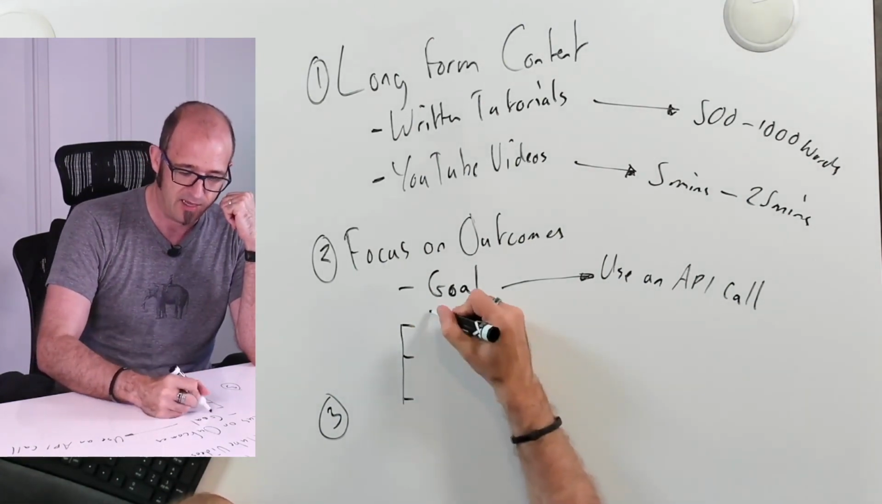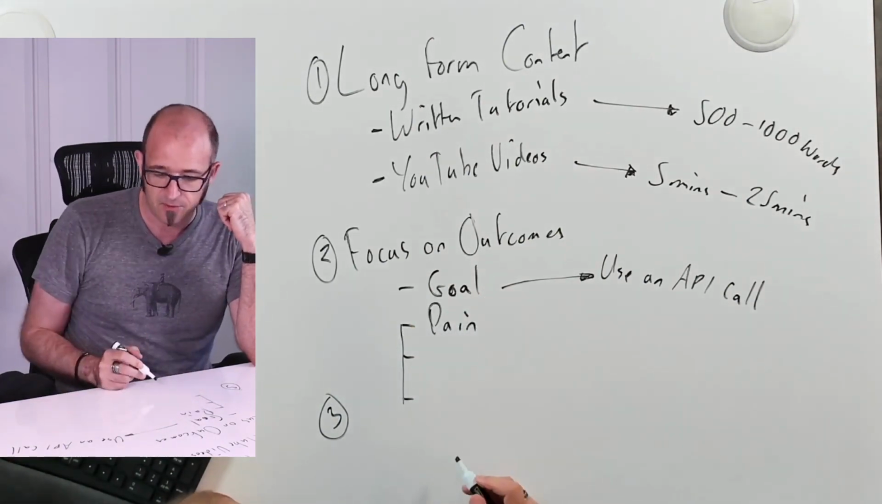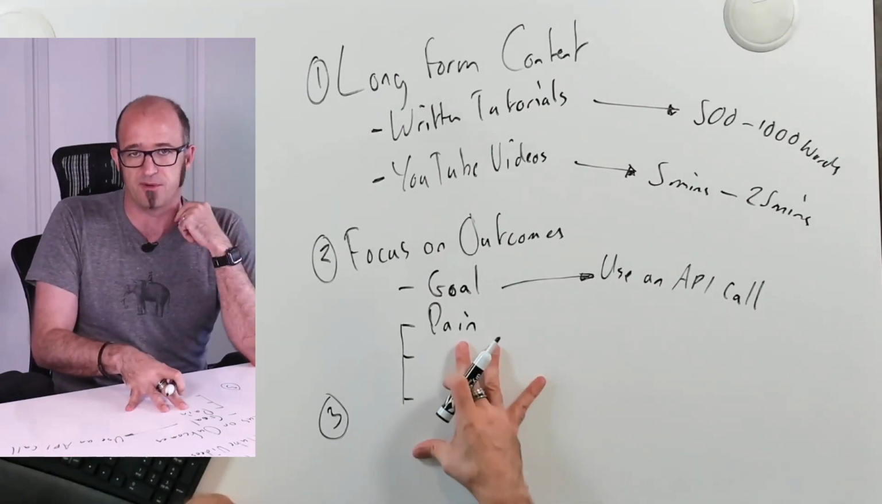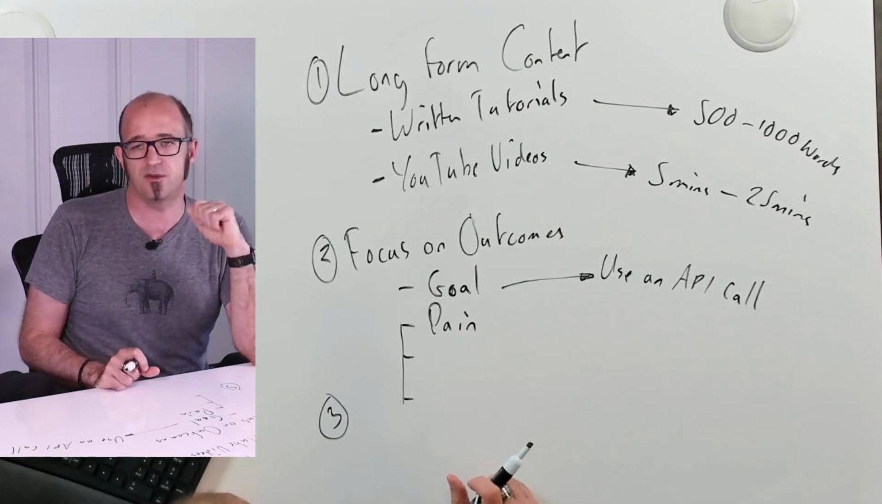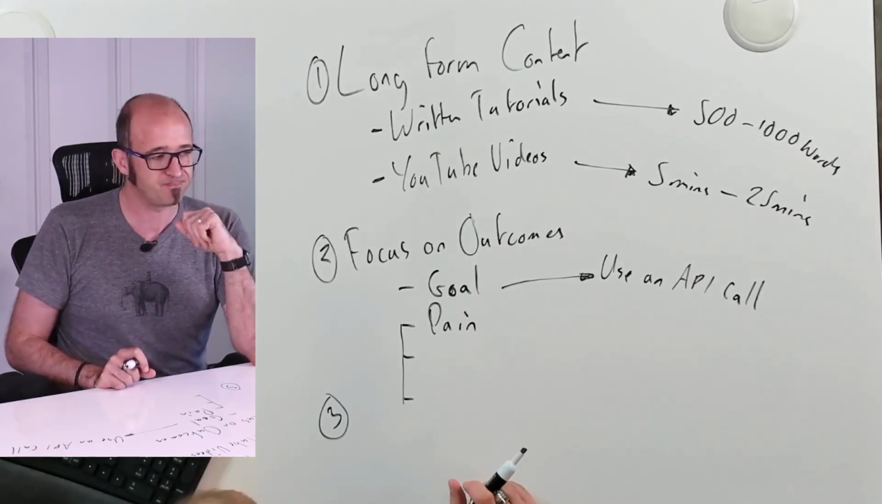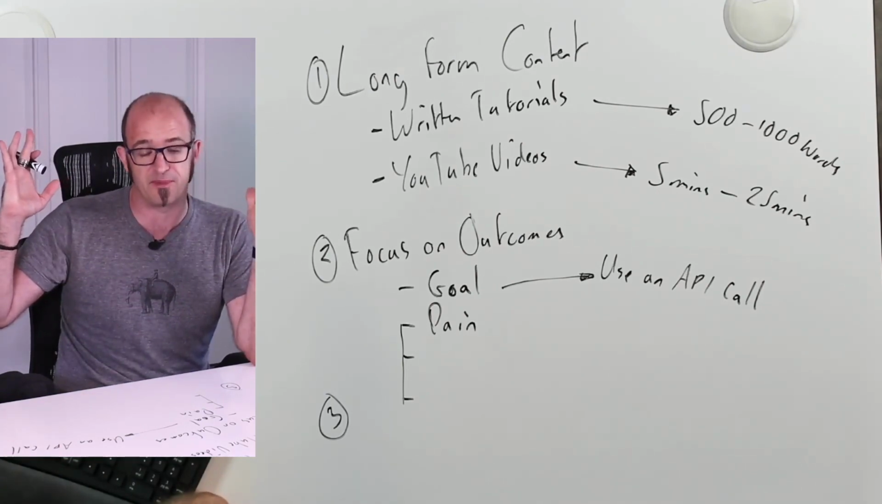The first piece is that we focus on the pain, right? So if you want to get people using this API call, talk about what happens if you don't do it right. What is the pain point? So let's say you're a developer and let's say you're building an integration with Twitter, right? Just pulling this off the top of my head.